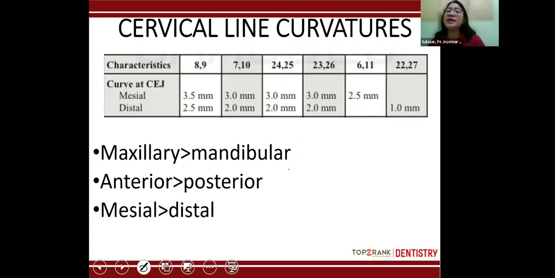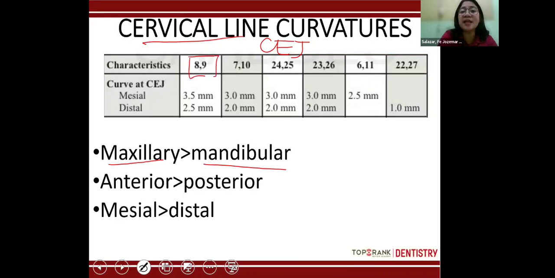Okay, another concept, okay, on your tooth, you have the cervical line curvatures or the cervical line or your cemento-enamel junction or your CEJ. Okay, rules on CEJ. Maxillary CEJ is always greater in curvature than mandibular CEJ. Let's compare. This is your maxillary central. This is your mandibular central. Mandibular at maxillary. Look, diba? Mas curve, malaki yung curvature sa CEJ ng maxillary kesa mandibular, whether it's distal or mesial.